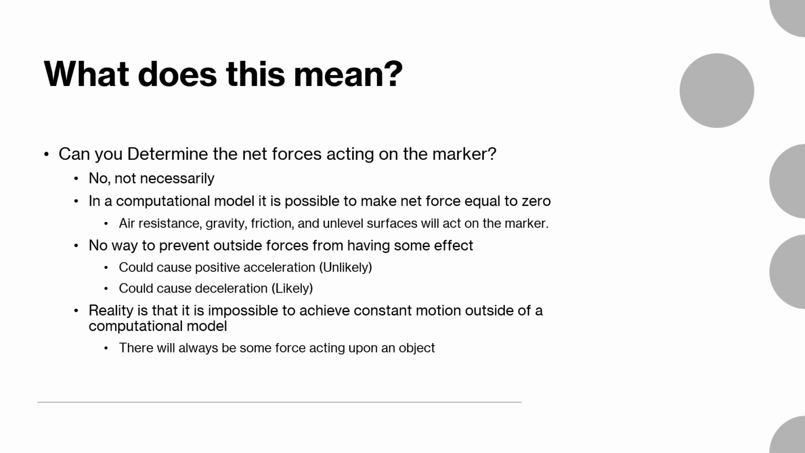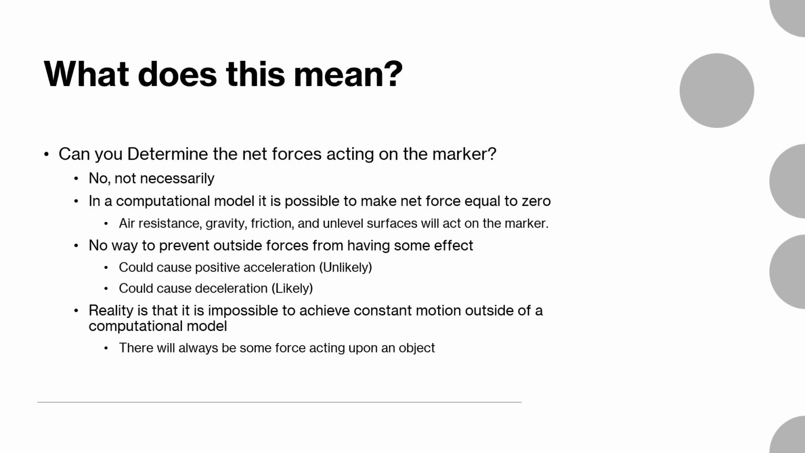What does this mean? Can you determine the net forces acting on the marker? No, not necessarily. In a computational model, it is possible to make the net force equal to zero. However, that means we will not be including air resistance, gravity, friction, and unlevel surfaces, which will act on the marker. And in a real situation, there's no way to prevent these outside forces from having some effect.